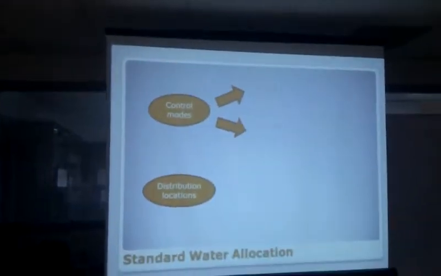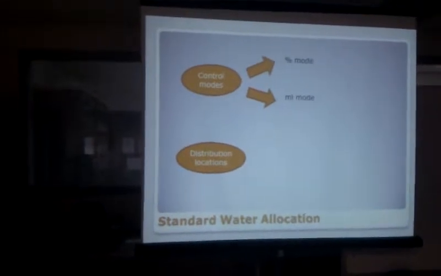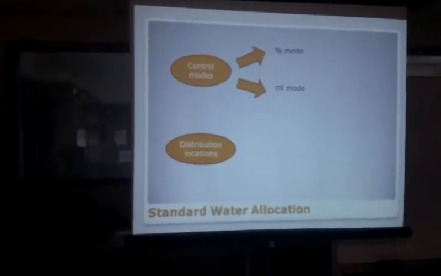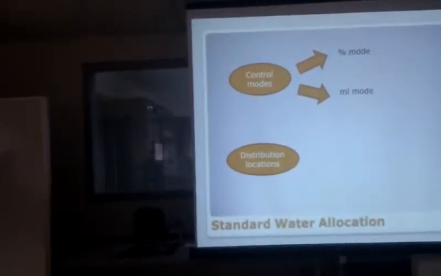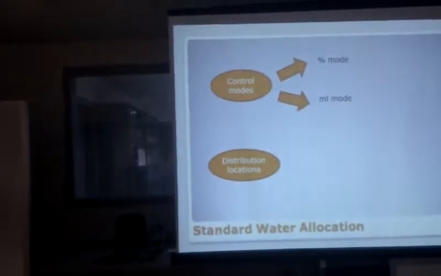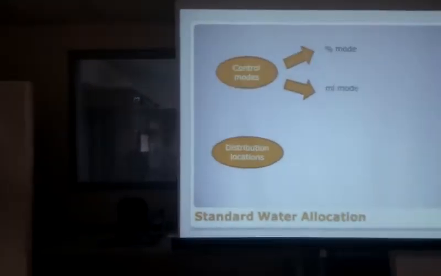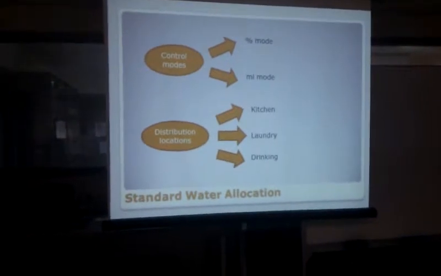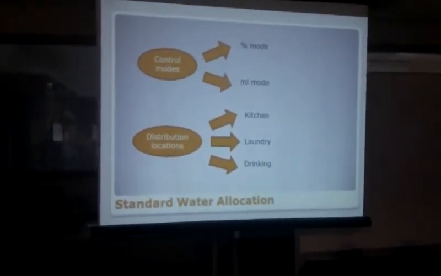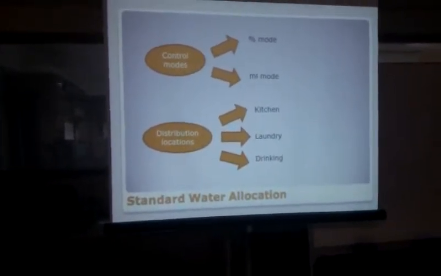So in the water allocation, there are two control modes. One is percentage mode and the other is milliliter mode. So the user can allocate in any mode he wants. Percentage mode is basically according to the tank level: it will detect the tank level, and whatever percentage you give, it will allocate that amount of water. And milliliter mode is you can just select the volume you want, and it will allocate to that location. For demo purposes, we have 3 distribution locations: kitchen, laundry, and drinking. And for the drinking location, the water will be purified and sent.